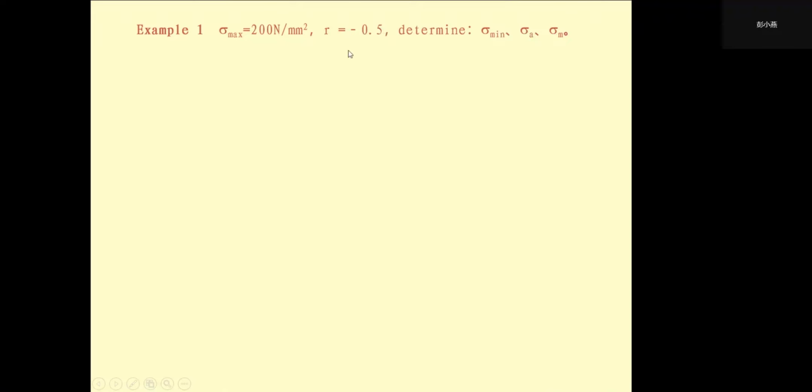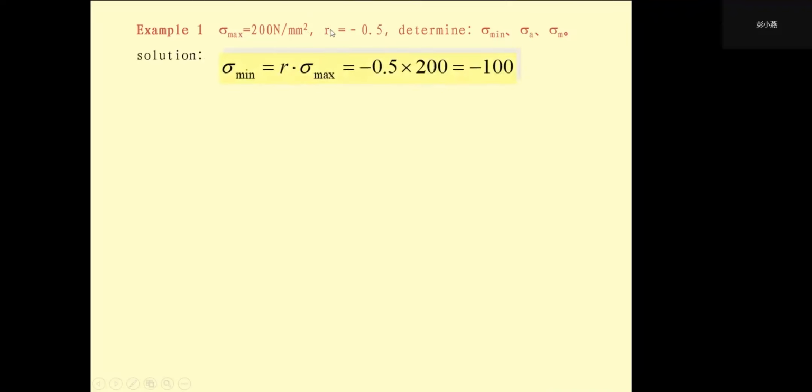We know that for the 5 parameters, if any 2 of them are known, the others are readily computed. Okay. We have the maximum stress and the stress ratio. Okay. Let's see.